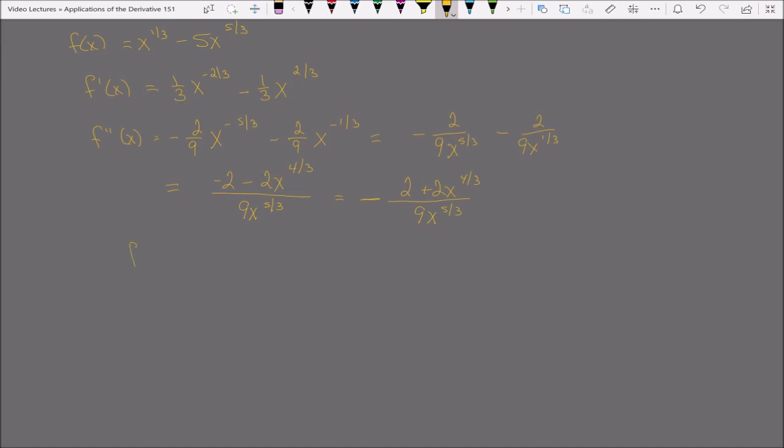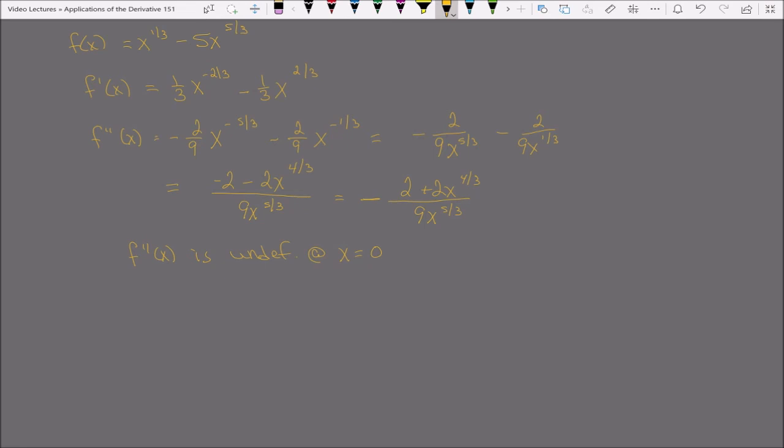Now, f double prime of x is undefined at x equals 0, so there is a possible inflection point.